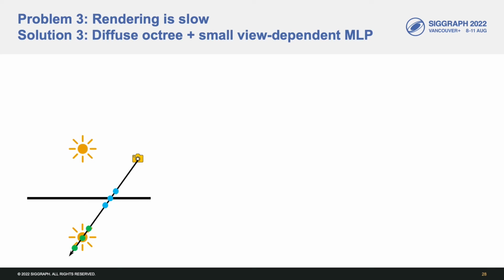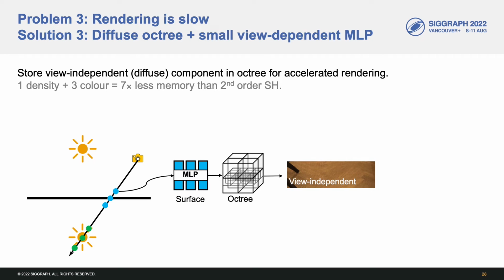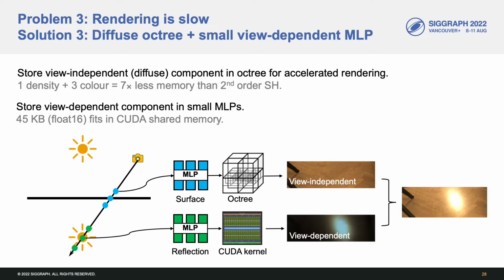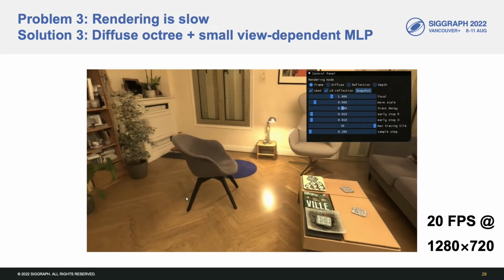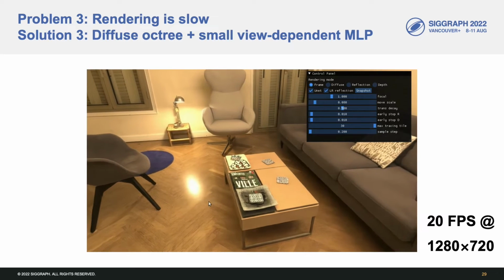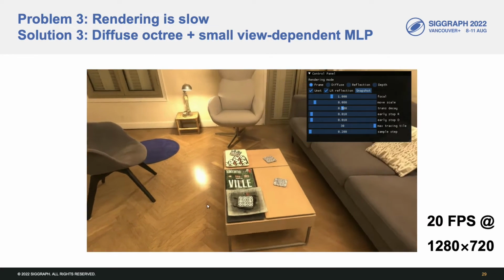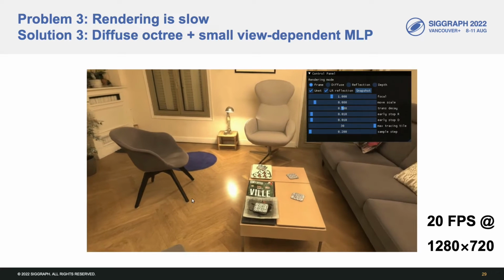Problem number 3. Rendering is slow. Now that we've split the appearance, though, we can store the diffuse component more cheaply in an octree with only one density and 3 color coefficients, leading to a 7 times decrease in memory use over the second order spherical harmonics, but still fast rendering. And as the highlights are now less complex, we can use small MLPs for the view-dependent appearance that can fit within CUDA shared memory on modern GPUs. Together, this leads to interactive rendering at 20 frames per second for a resolution of 1280 by 720 pixels.